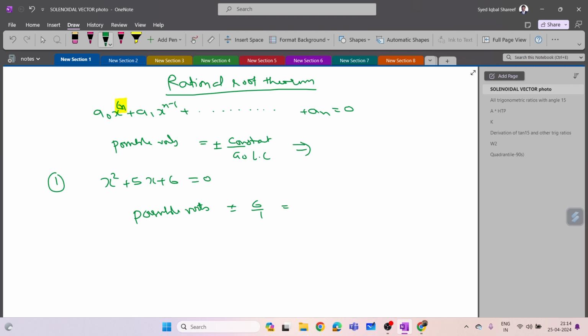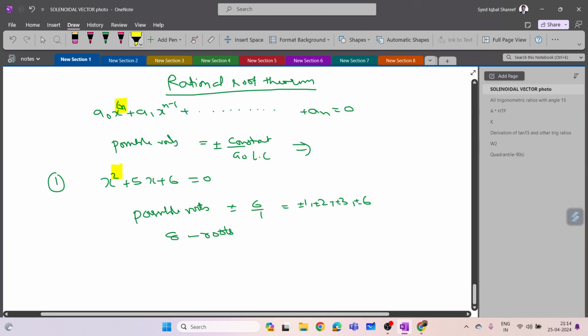What are the factors of 6? 1, 2, 3 and 6, plus or minus. And 1 is plus or minus 1. So 1 by plus or minus 1. So this will be plus or minus 1, plus or minus 2, plus or minus 3, plus or minus 6. So 8 possible roots are there. But we know it is a quadratic equation of degree 2, so it will have only 2 roots.